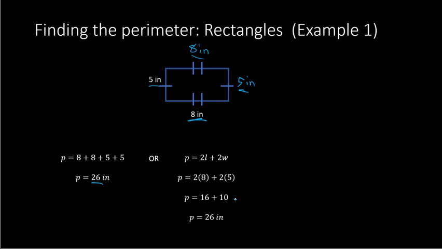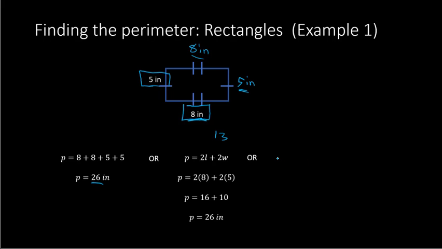And there's actually a third way you can think through this. Instead of 2 lengths plus 2 widths, we can realize that if we add up 5 plus 8, the length and the width together, that's 13, and then multiply that by 2, that's the same thing, because there's 2 of those. We have to double that to get the other 2 sides.